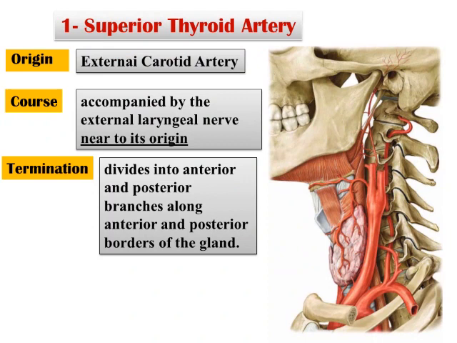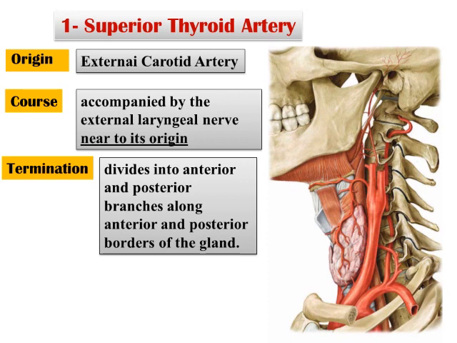First is the superior thyroid artery. Origin: the artery originates from the external carotid artery. Course: the artery is directed downward and forward, accompanied by the external laryngeal nerve near its origin. So in thyroidectomy, it is safe to ligate the artery near the apex of the gland, to avoid injury of the external laryngeal nerve.